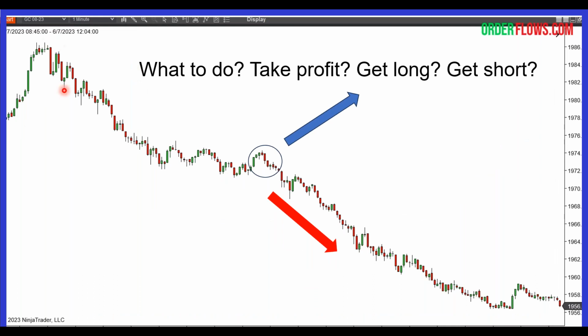And again, you're short. This is gold. Again, this is that gold move yesterday. I put this chart in here because it's easy to see, right? Everyone always has this plan. Well, yeah, I'm going to either get long or get short. But say you're short in this move, right?